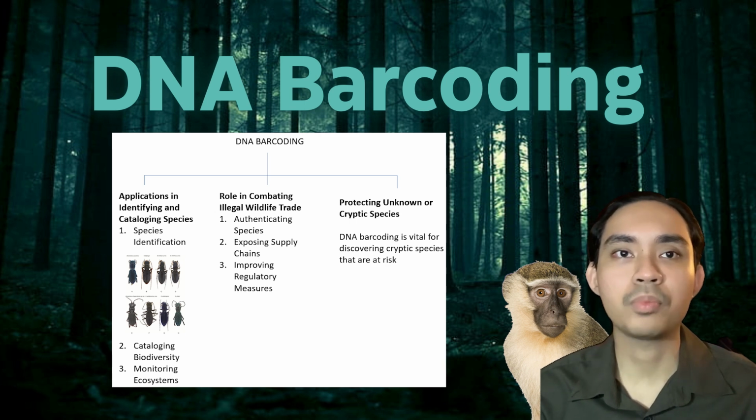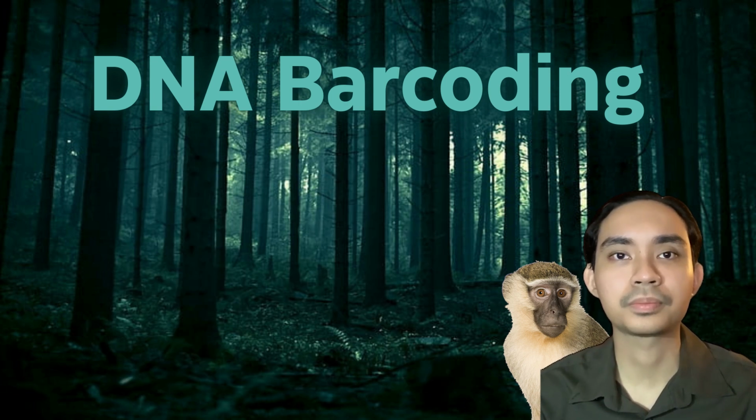The last one is protecting unknown or cryptic species. DNA barcoding is vital for discovering cryptic species that are at risk of extinction due to habitat destruction or overexploitation. It enables targeted conservation strategies by revealing previously unnoticed biodiversity.